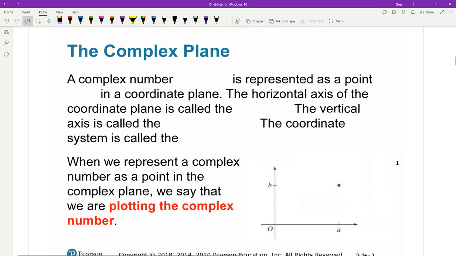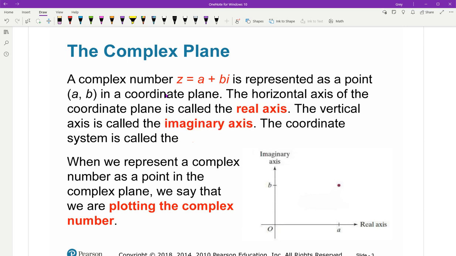So, first off, what is the complex plane? Remember, a complex number looks like z equals a plus bi. So z is often the letter used to represent a complex number, a plus bi. It can represent a point in a coordinate plane, that point being (a, b). If you think of the horizontal axis being the real axis, where you would plot the a, and the vertical axis being the imaginary axis, where you would plot the b, that coordinate system is referred to as the complex plane.